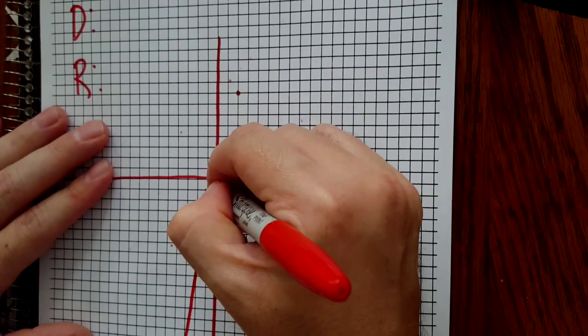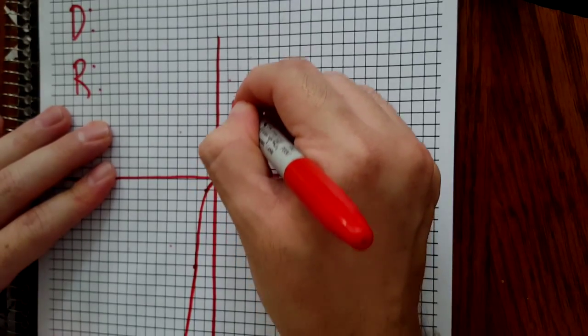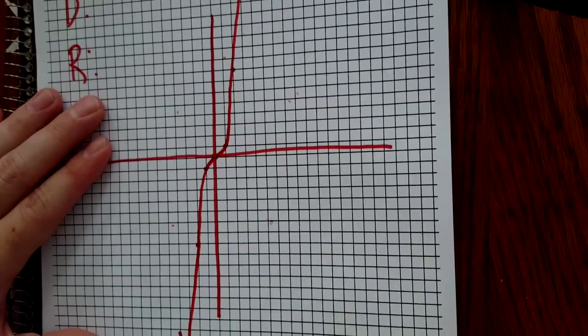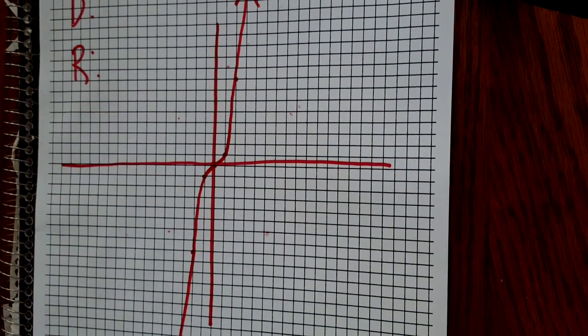I just mentioned that I wasn't good at drawing, so hopefully this doesn't... Oh boy. Okay, so that's not too bad. That's the graph of y equals x to the third.